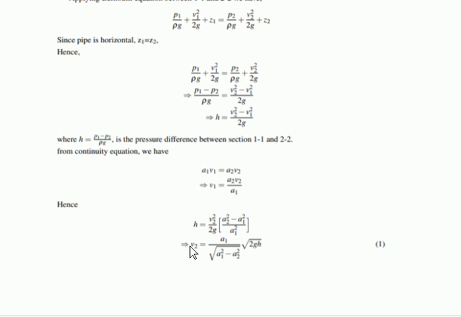If you simplify this, V2 is equal to A1 into root of 2gh divided by root of A1 square minus A2 square. This is considered as equation number 1. So this V2 is equal to A1 into root of 2g divided by root of A1 square minus A2 square. If we simplify this equation, we will get equation number 1.